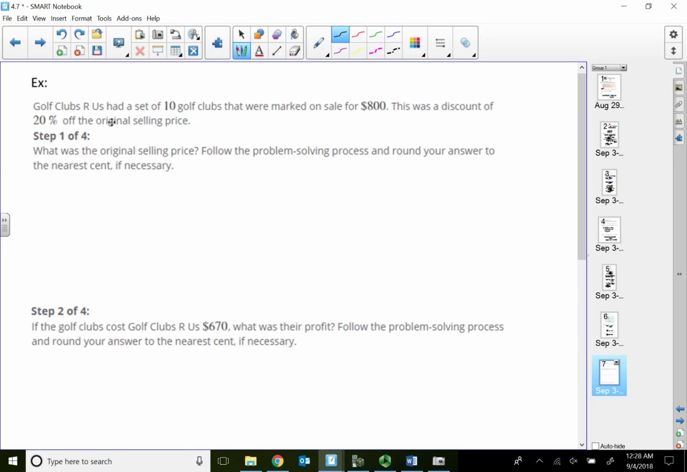Golf Clubs R Us had a set of 10 golf clubs that were marked on sale for $800. So it's on sale for $800, which means it's selling for $800. This $800 was a discount of 20% off the original selling price. So that means this $800 is the price that we pay, and the price that we pay is 20% off.